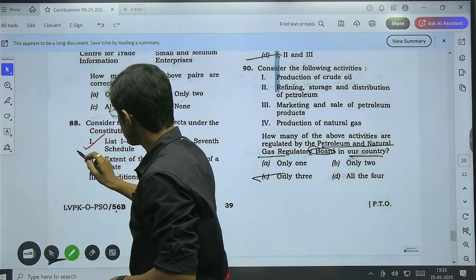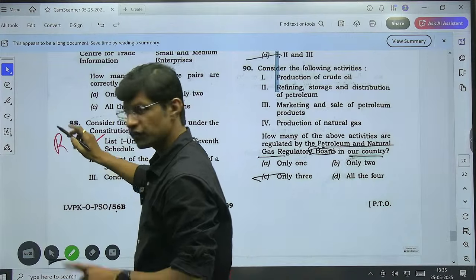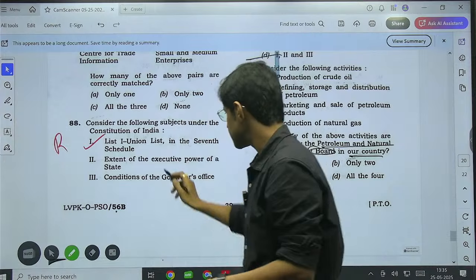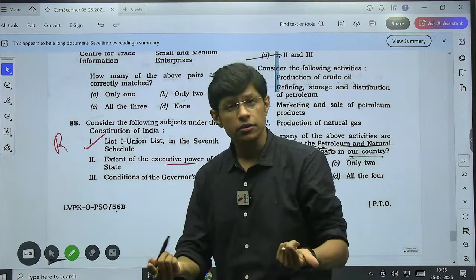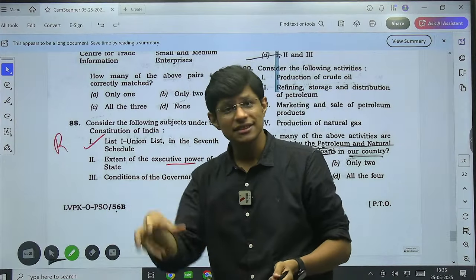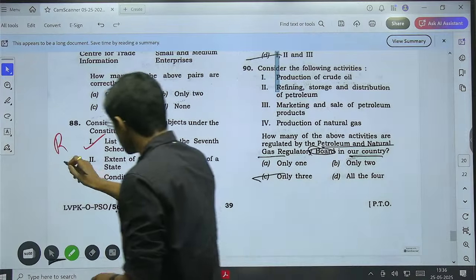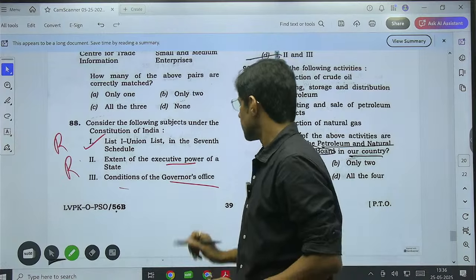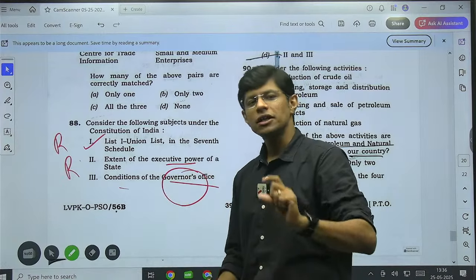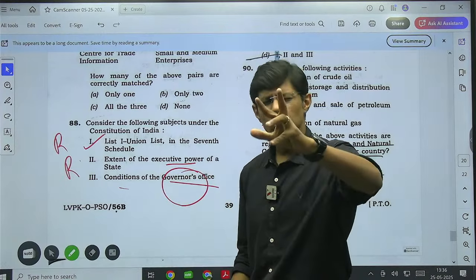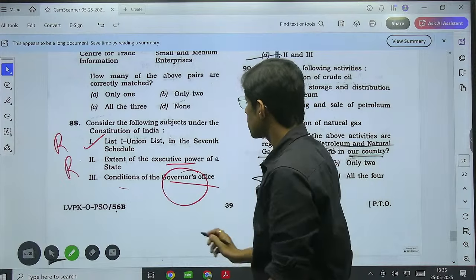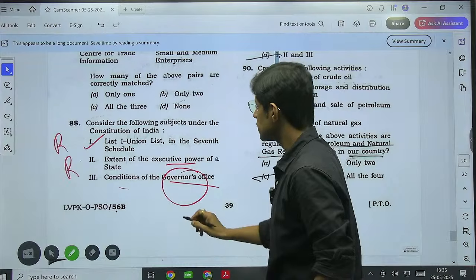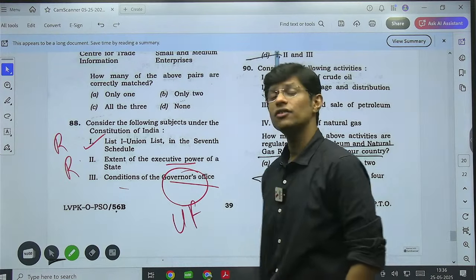So yes, this requires ratification of 50% of the states. Extent of the executive power of the state. Yes, executive power, on which areas the state can exercise executive power. It requires ratification. Conditions of the governor's office. Now governor, with respect to the conditions of the governor's office, the state government has no role. Why? Because the position of the governor falls under the unitary feature, not under the federal feature.